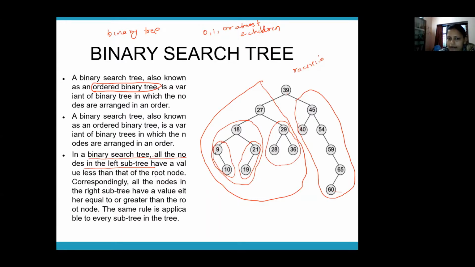If you see this node 9, 9 does not have any left subtree. 9 only has a right subtree. So you can see 10. This value is greater than 9. If you see 21, 21 does not have a right subtree but it has a left subtree. So the value in the left subtree is smaller than 21. If you see 29, 28 is smaller than 29, 36 is greater than 29. For 45, 40 is smaller than 45 and all the values in its right subtree are greater than 45. So is the concept clear? What is meant by binary search tree? Got it?